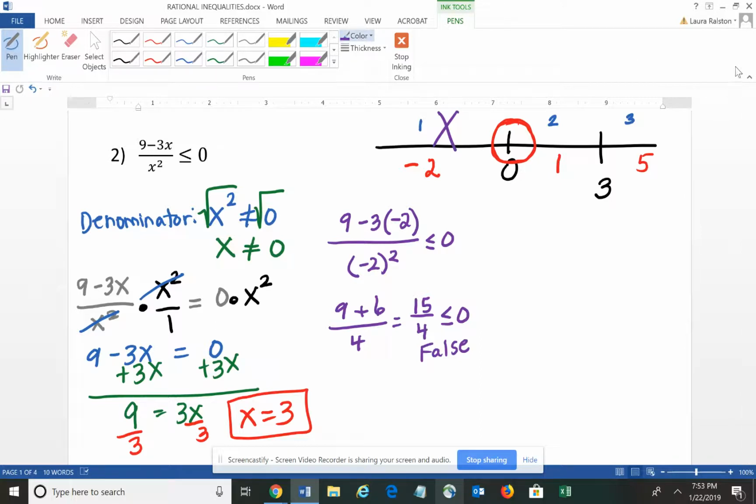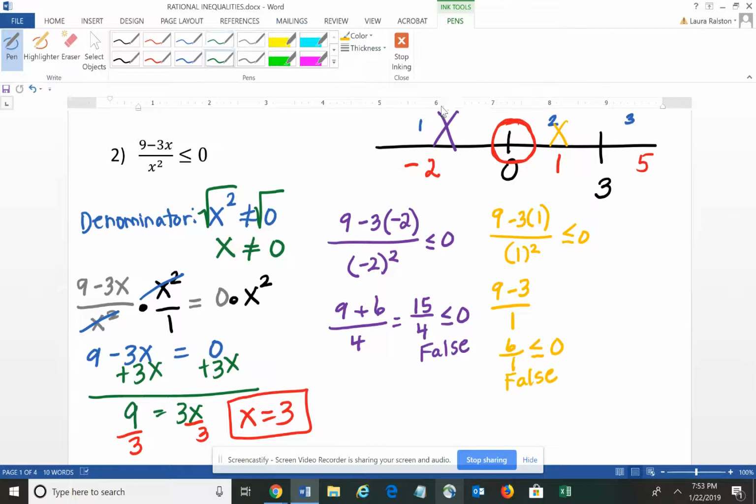I come back and I do the 1. So I have 9 minus 3 times 1 over 1 squared. That's less than or equal to 0. So I have 9 minus 3 over 1. So that's 6 over 1 less than or equal to 0. Okay, that region doesn't work either, because that's still a false statement. 6 is not less than or equal to 0.